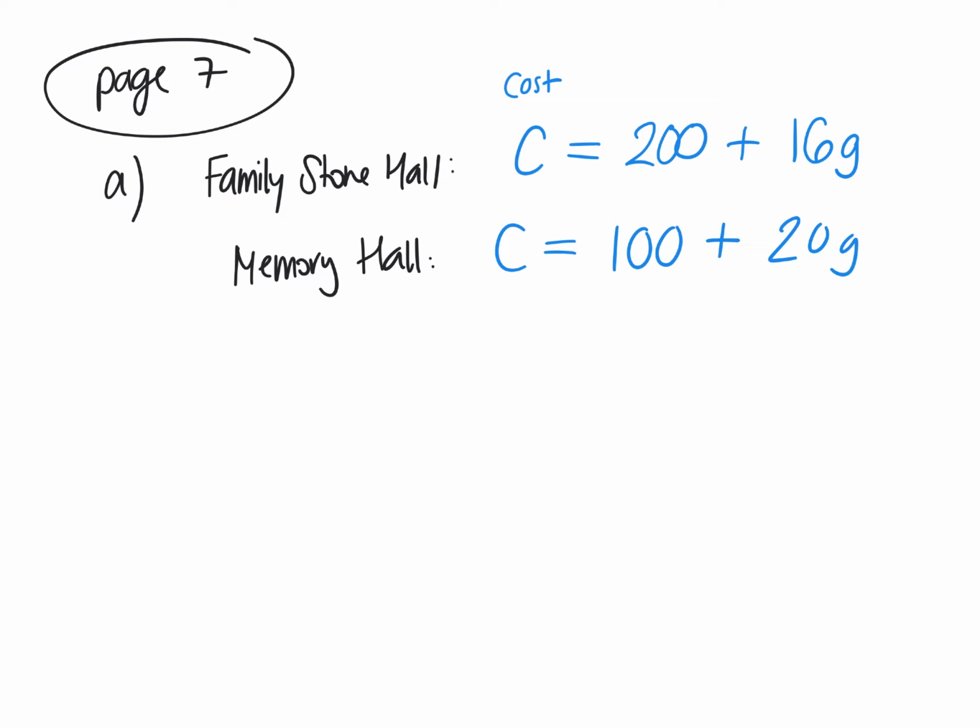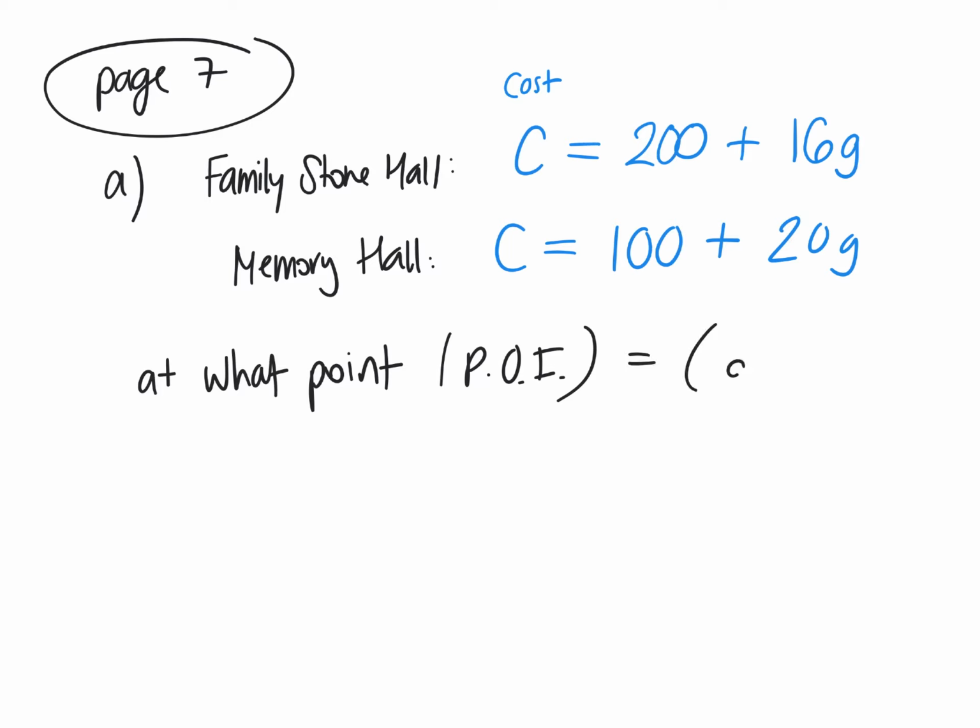Okay, so we're trying to figure out which hall this person should rent. Well, it depends on the number of guests, right? So let's figure out at what point, okay, we're trying to figure out the point of intersection. Will both halls have the same number of guests and the same cost? At what point will their cost be exactly the same for the same number of guests?